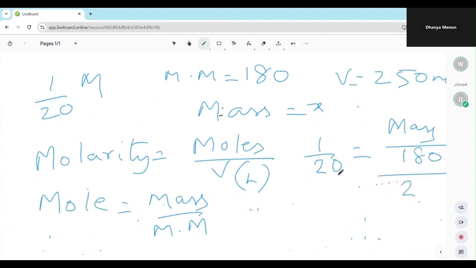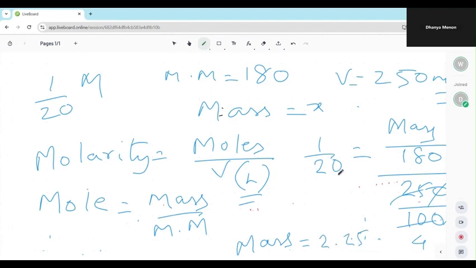Volume is 250, but they have mentioned it in milliliters, so I have to make it into liters, so divided by 1000. So when you solve this, mass comes to 2.25 grams. So this was a fill-up type of question. Okay, so this is how you solve. That's why you have to memorize all the formulas.